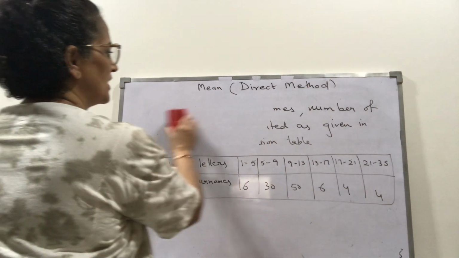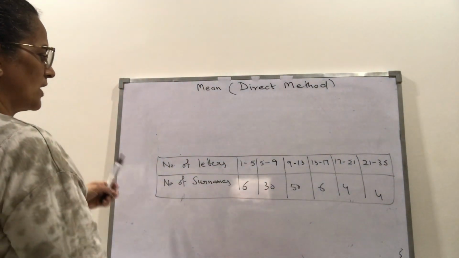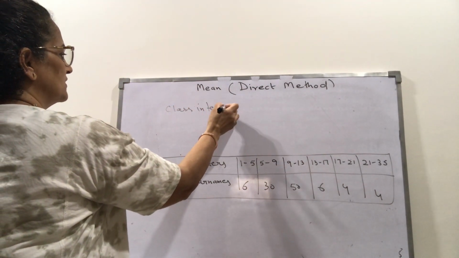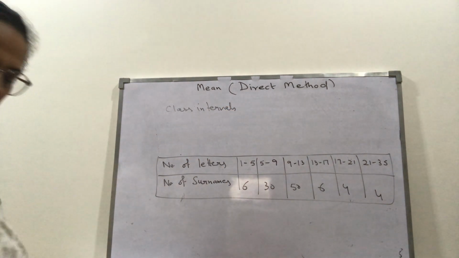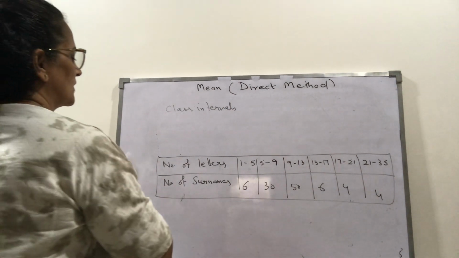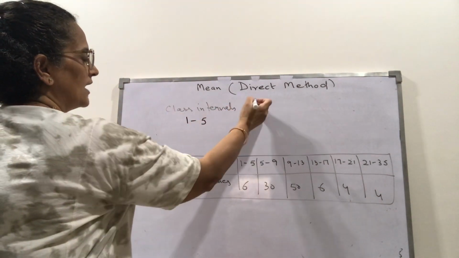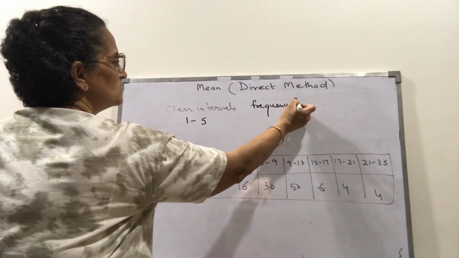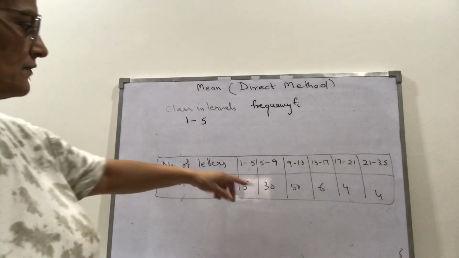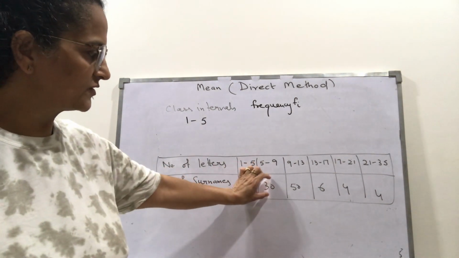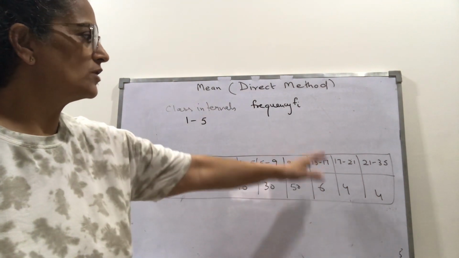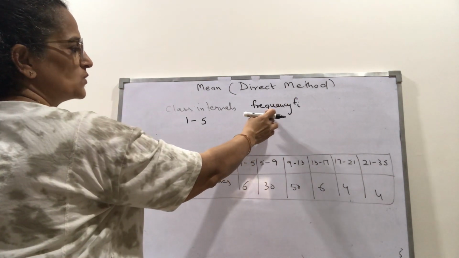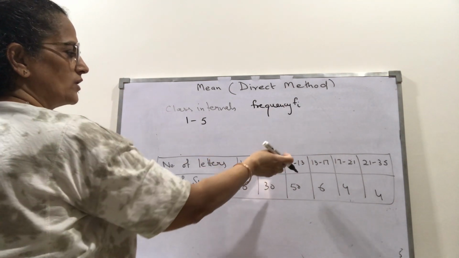After reading the question, first you have to write class intervals. So let's copy the class intervals from here, 1 to 5, and the frequency, this is marked as Fi. What do you mean by Fi? This is my F1, this is my F2, F3, F4. So for different frequencies, we normally write Fi. For the first one, the i value is 1, F1, then 2, 3, and so on.